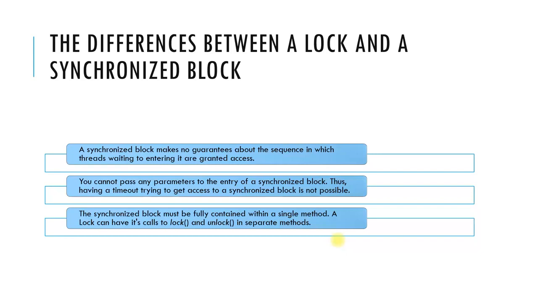A synchronized block makes no guarantee about the sequence in which threads waiting to enter it are granted access. You cannot pass any parameters to the entry of a synchronized block, thus having a timeout when trying to get access to a synchronized block is not possible. The synchronized block must be fully contained within a single method or single scope of the code, but a lock can have its calls to lock and unlock in separate methods.